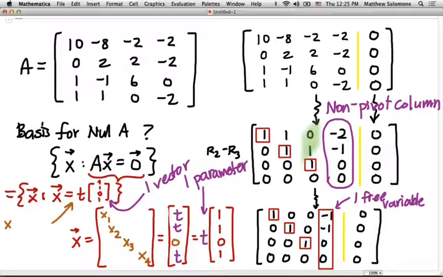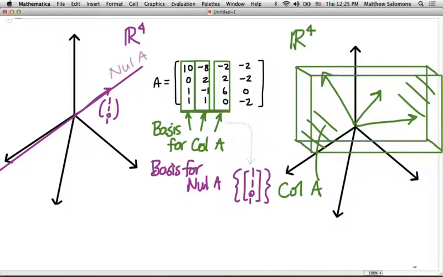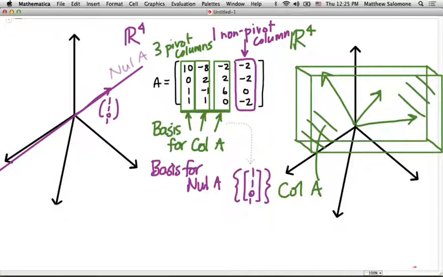So hanging on to that observation, let's go back to the question that we were asking here. How could we have known right away that there was only one vector in a basis for the null space of A? The fourth column. There was one non-pivot column. So that one non-pivot column explains why the null space is one-dimensional. The three pivot columns explain why the column space is three-dimensional.